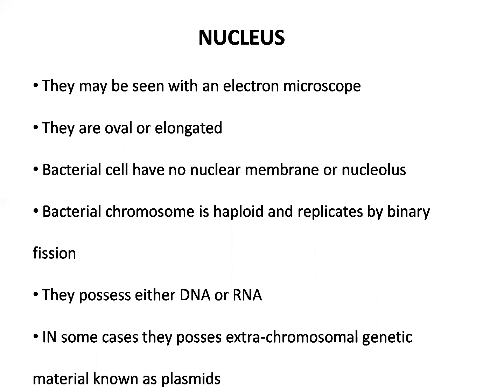Actually, the nucleus is a compound structure composed of two things. One is the nucleolus. This is the most important part of the whole cell in any cell. So it lacks this nucleolus and the nuclear membrane. The bacterial chromosome is haploid and replicates by means of binary fission. Binary fission means nothing but just a separation of two cells.